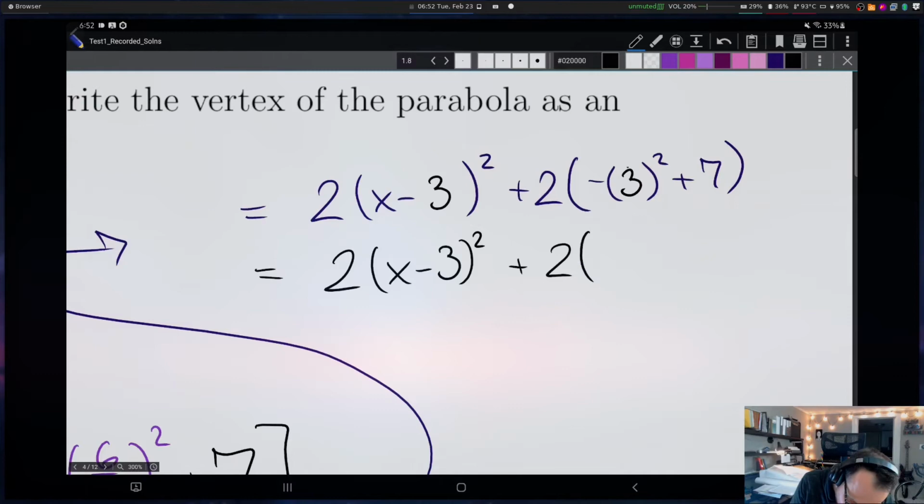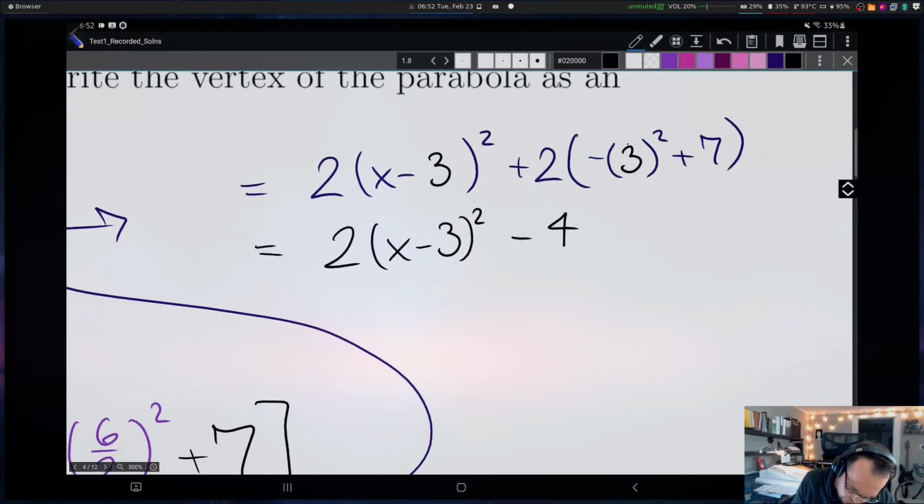I see 2 times negative 9 plus 7. So what is negative 9 plus 7? That is a negative 2. And then 2 times the negative 2, I'm seeing a negative 4. And okay, now I think I'm in vertex form. I see something that looks like some coefficient times x plus or minus something squared, and then something subtracted off with no x's involved.